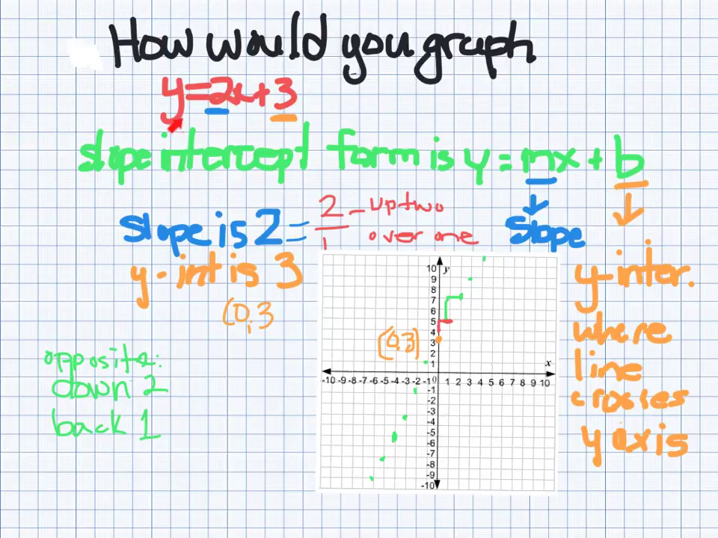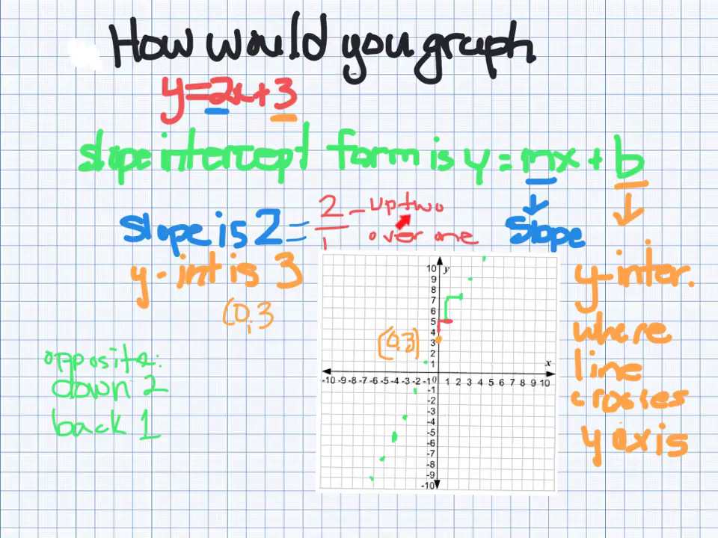So how would you graph y equals 2x plus 3? And the slope-intercept form, which I just talked about, is y equals mx plus b. So here we see that the slope is 2, and that means you're going to go up 2, so it's 2 over 1, because there's nothing underneath the 2. Sometimes you have a fraction that's already there. But in this case, if it's just one number, then you know it's over 1.